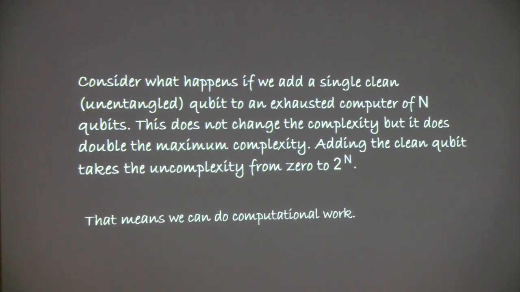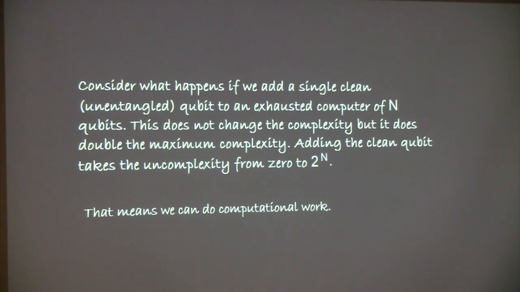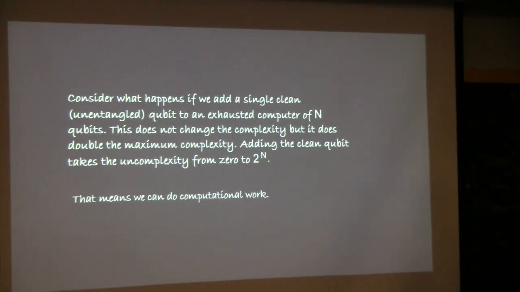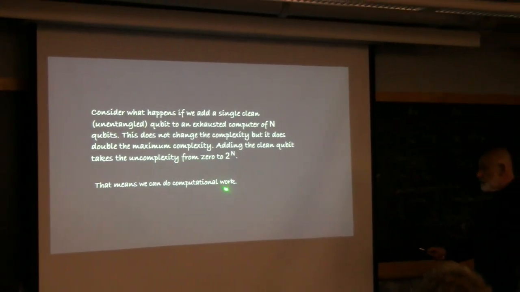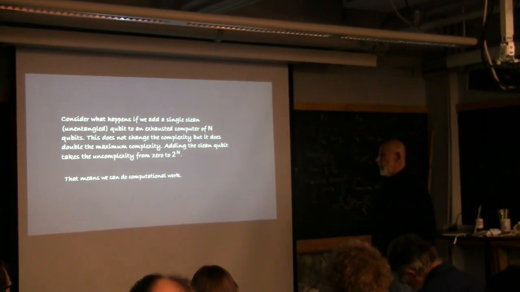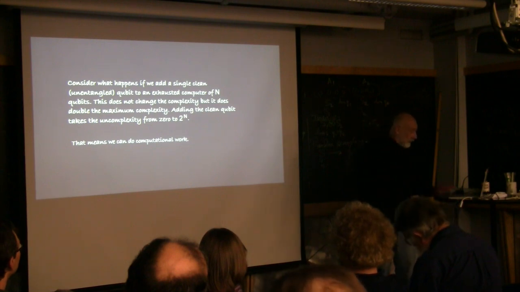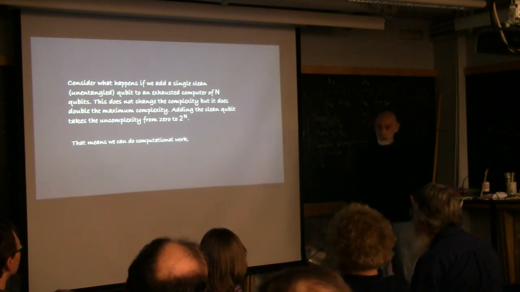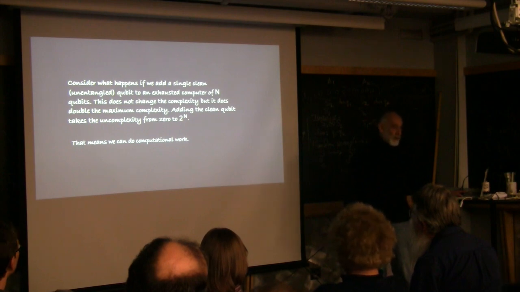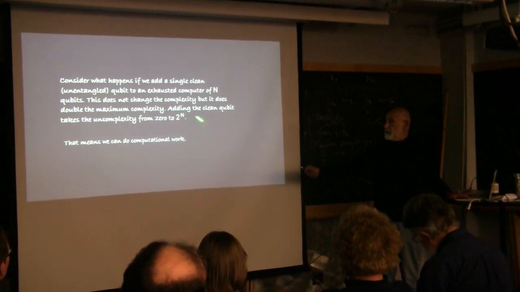I mean you just hold it in your hand a little bit away from the rest of the stuff. This does not change the complexity. You just added one qubit in a pure state. It doesn't change the complexity, but it does double the maximal complexity. If you allow the qubit to fall into the computer and get mixed up, the maximal complexity is doubled. So adding the clean qubit takes the uncomplexity from zero in the maximally exhausted state to 2 to the n. That means we should be able, if the hypothesis is right, if thermodynamics is making sense here, to do some kind of computational work with this one clean qubit computer. In fact, we might even be able to do very complicated things because we have this huge amount of uncomplexity around now.